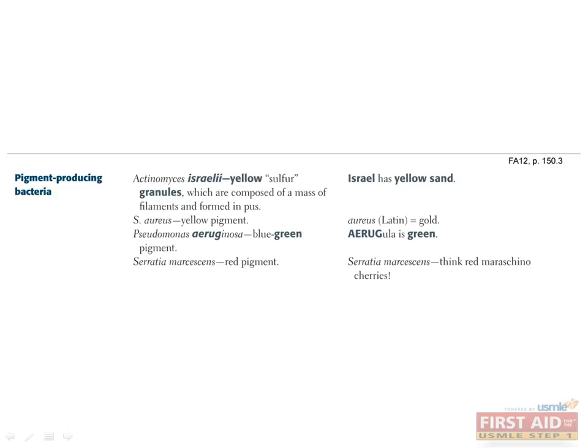These bacteria produce a unique pigment when they are grown on agar, which aids in identifying them. Actinomyces israelii can be distinguished by its yellow sulfur granules. Staph aureus has a more universal yellow pigment, Pseudomonas has a blue-green pigment, and Serratia marcescens has a red pigment. These mnemonics here can be helpful in remembering these.